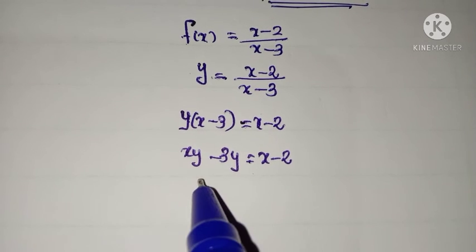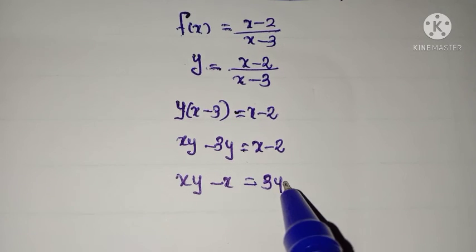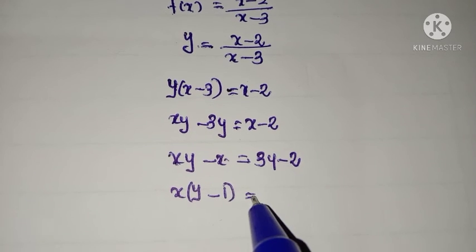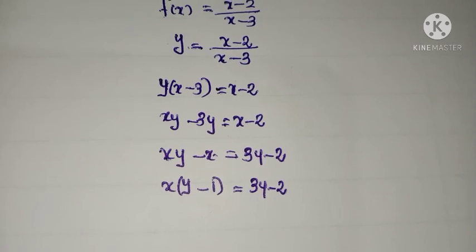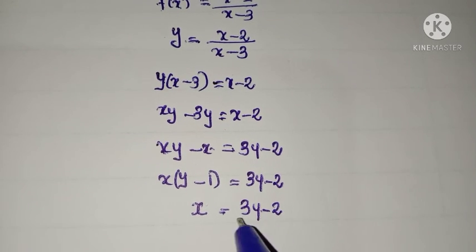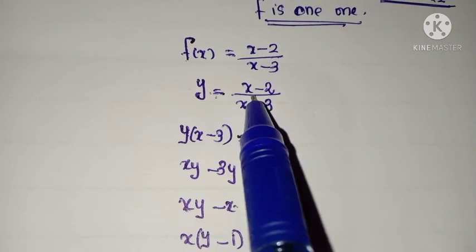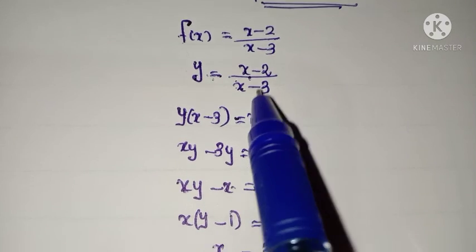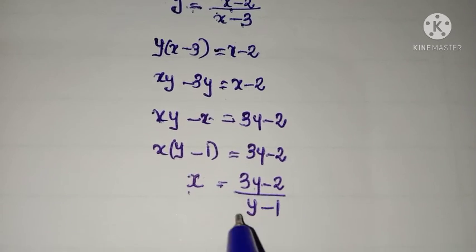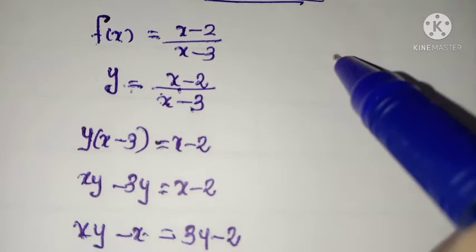Now collect x terms together. Xy minus x equal to 3y minus 2. Here x is common. So x into y minus 1 equal to 3y minus 2. Okay. So what is x? X equal to 3y minus 2 by y minus 1. So from y equal to x minus 2 by x minus 3, we rewrite x equal to 3y minus 2 by y minus 1.